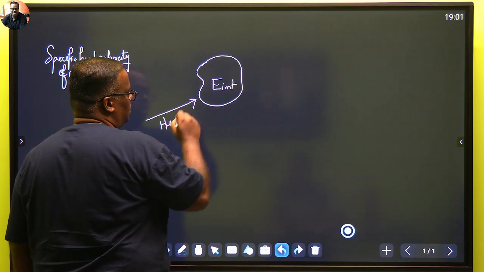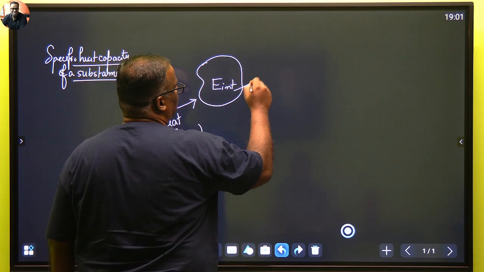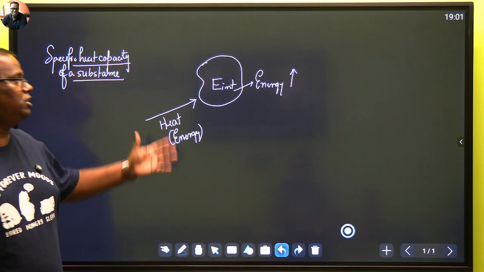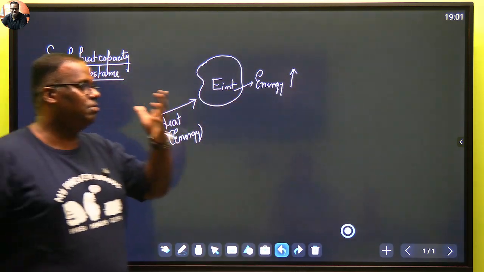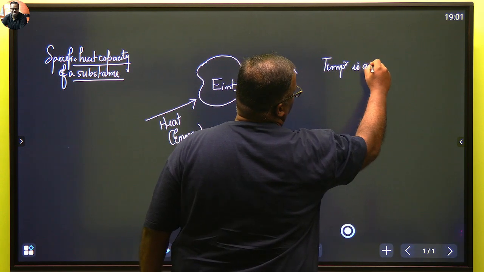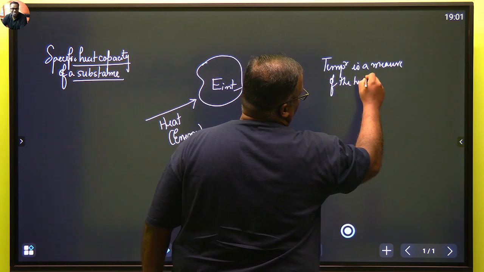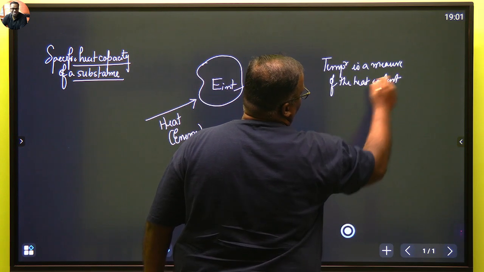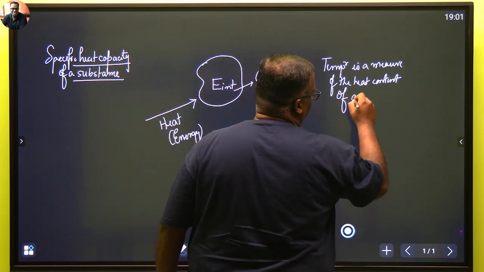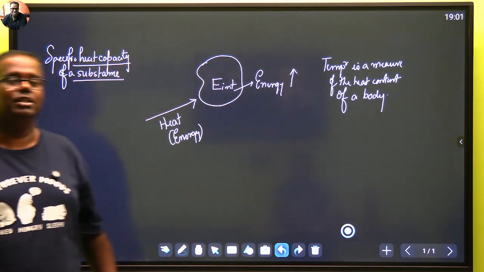We start applying heat to it. Now, heat is a form of energy, right? So if you supply heat to this body, then definitely the body's energy is going to go up, because heat energy is being absorbed by this body. And we talk about temperature. What is temperature? Temperature is a measure of the heat content of a body. So if a body has more heat, the body's temperature should be more. If a body has less heat, the temperature should be less, right?